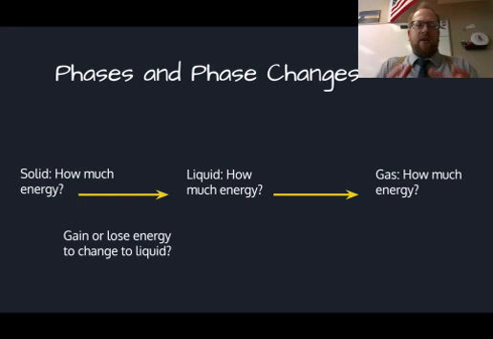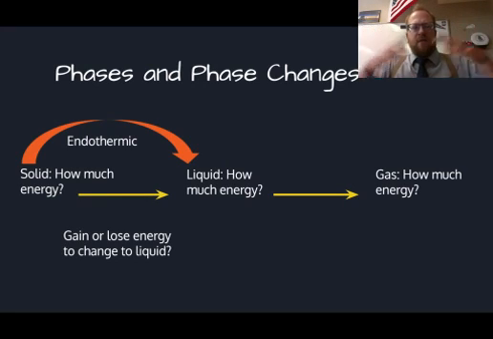So again, we're gaining energy. So this process is endothermic. We have to absorb the energy from the outside. We have to heat our object, whatever it is, and to go from a solid to a liquid, our particles are going to be absorbing energy. Okay, and they're going to start moving faster. They're absorbing the energy around them. Think about melting solid water.